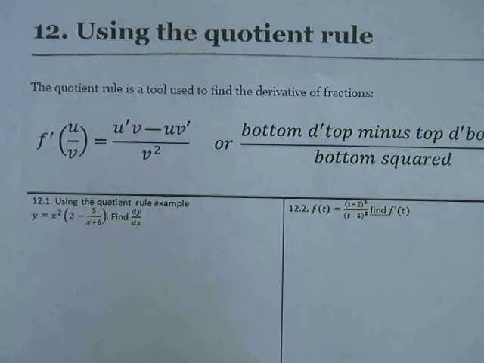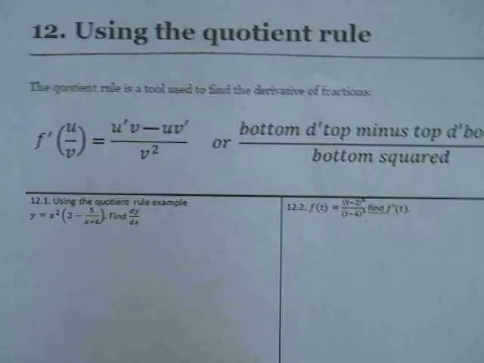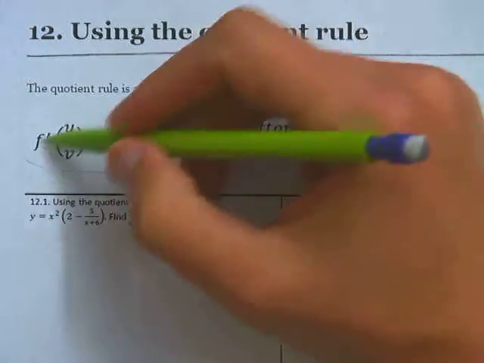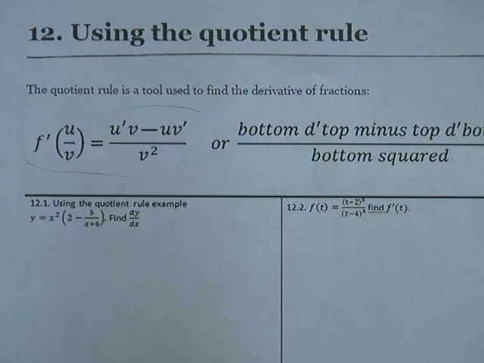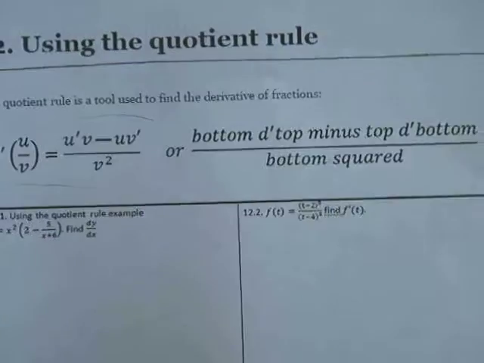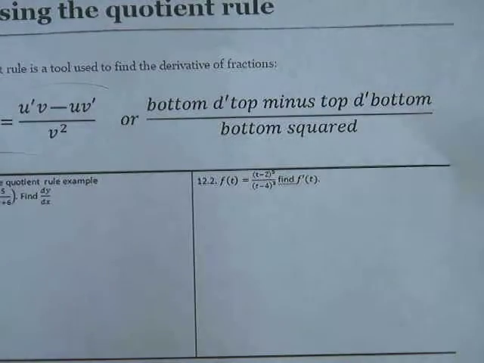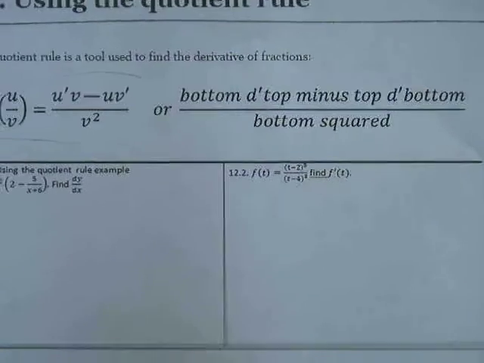Section 12, using the quotient rule. All right, this is a quotient rule equation right here. If you want an easier way of thinking about it than just the equation, bottom d top minus top d bottom all over the bottom squared is kind of like the out loud way of going through doing it.